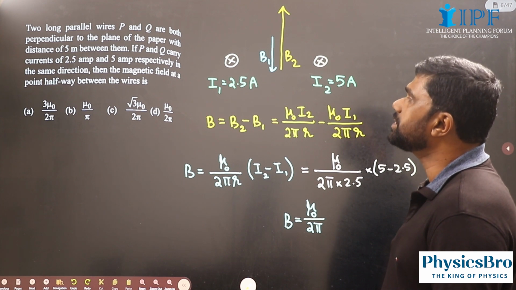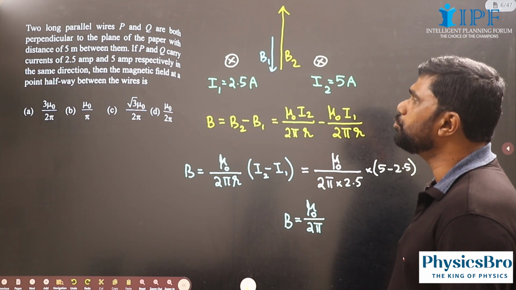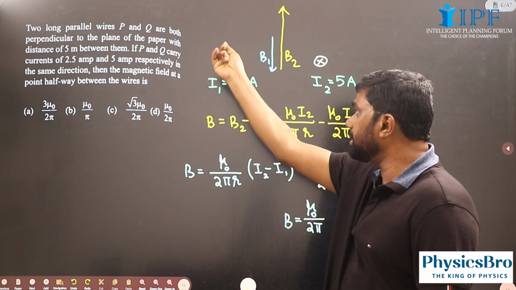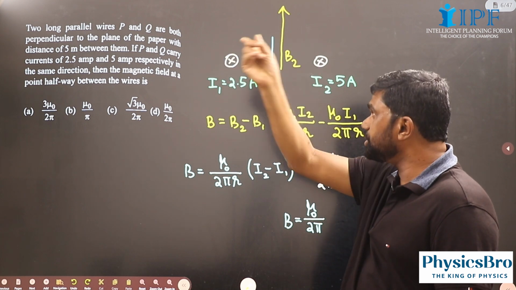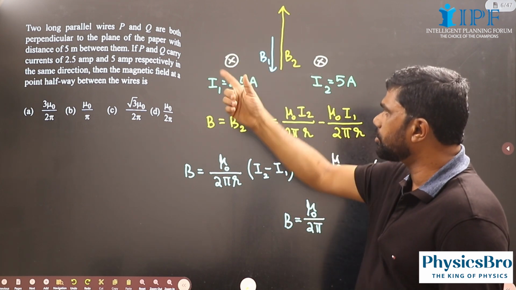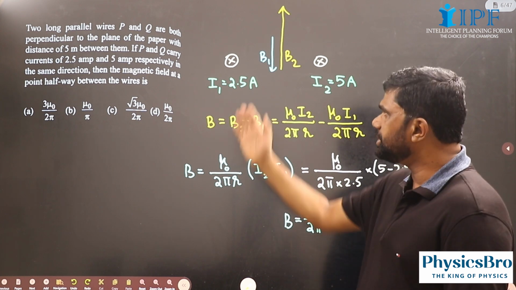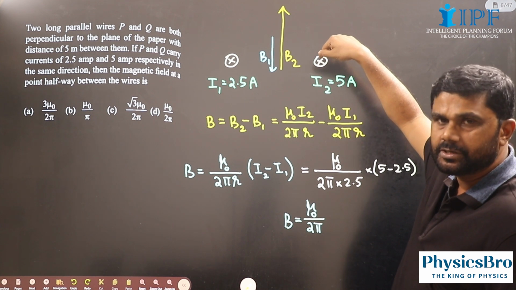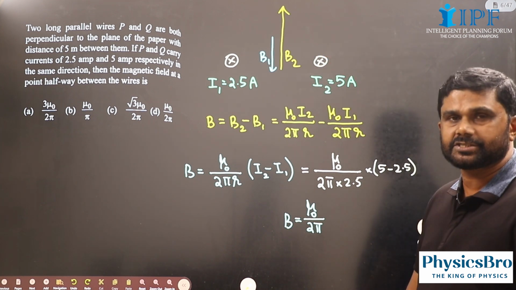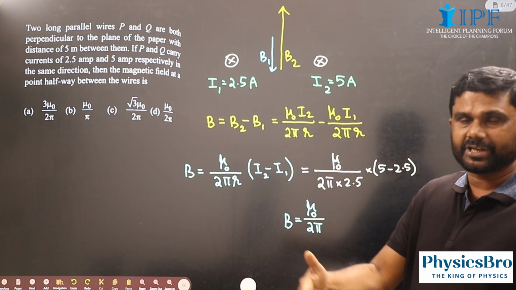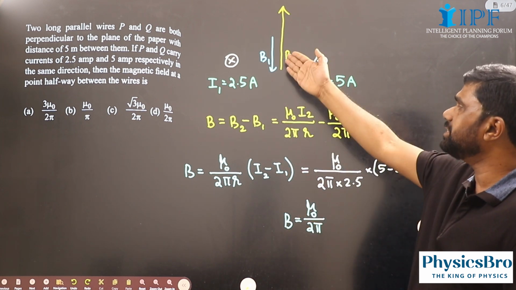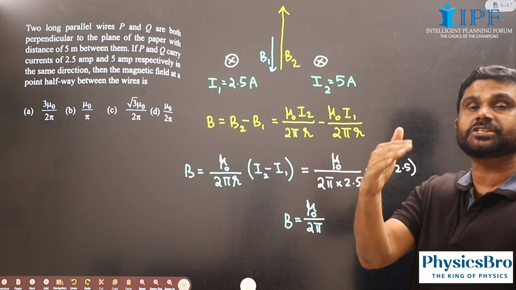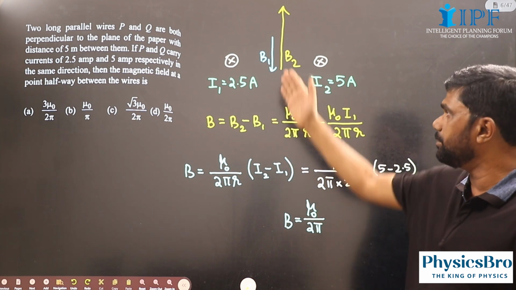Two long parallel wires P and Q are both perpendicular to the plane of the paper with a distance 5 meter between them. If P and Q carry current 2.5 ampere and 5 ampere respectively in the same direction, means here there is a conductor passing like this. See, current is into the plane of the board. It is being represented by a cross, current into the plane of the board, and it is 2.5 ampere. There is another parallel conductor at a distance 5 meter from it, along the same direction, and it also carries a current in the same direction, but it is 5 ampere. We have to find the resultant intensity at the midpoint of the line joining them, means at a distance 2.5 meter from both the conductors in between them.